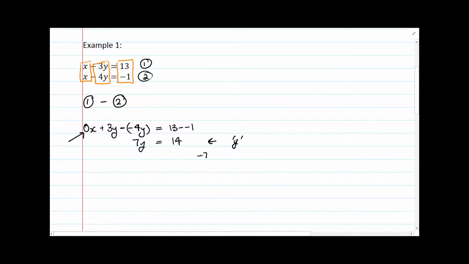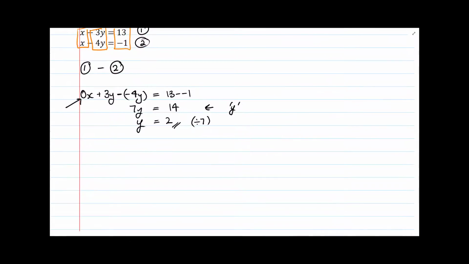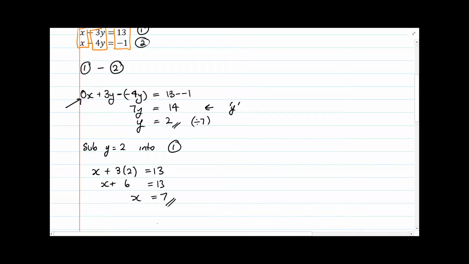I divide through by 7 and that gives me y is equal to 2. And then I can use this y is equal to 2 in either equation. So I'm going to say sub y equals 2 into number 1. And that will give me x plus 3 times 2 is equal to 13, which means that x plus 6 is equal to 13, and x is equal to 7. So I have x equals 7 and y equals 2 as my solutions, and I verify.